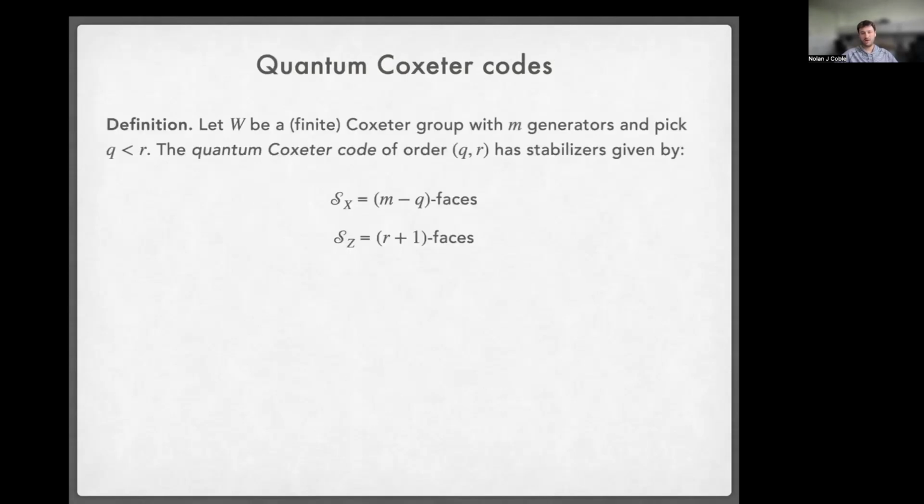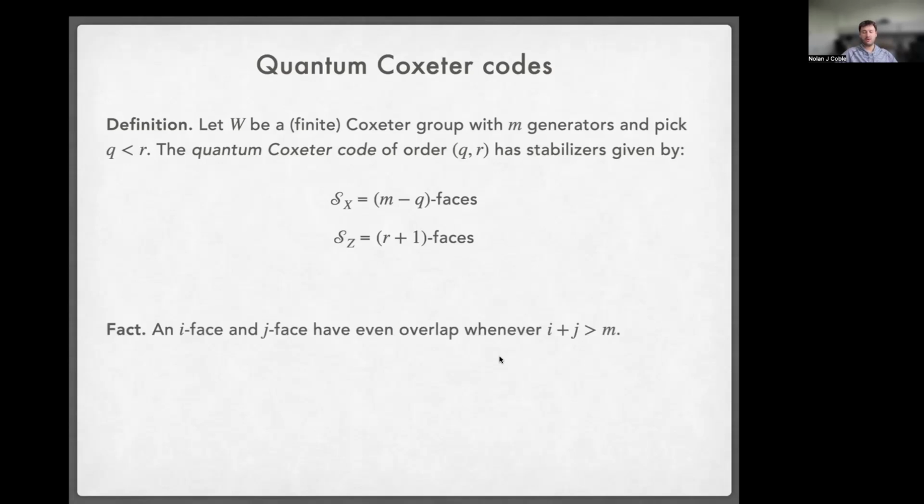Now I'm ready to define a quantum Coxeter code. I'm going to take W to be a finite Coxeter group, and I'm going to have two integers, Q less than R. They should both be less than M. The quantum Coxeter code of order Q and R has stabilizer sets given by the following. Every M minus Q dimensional face gives me an X operator, and any R plus 1 dimensional face gives me a Z operator.